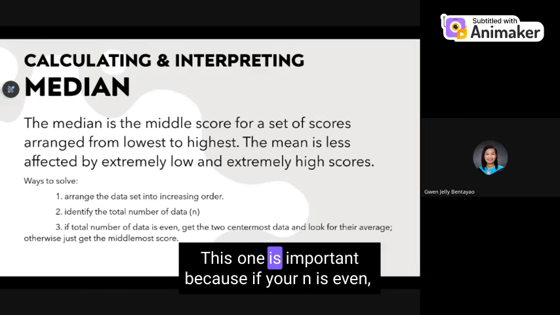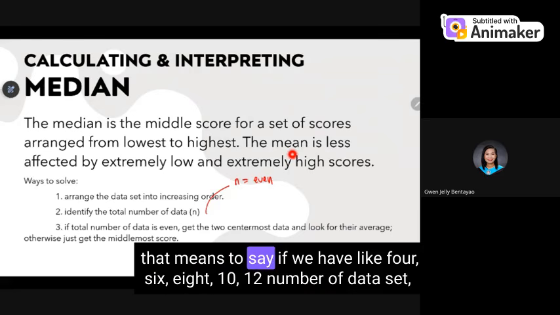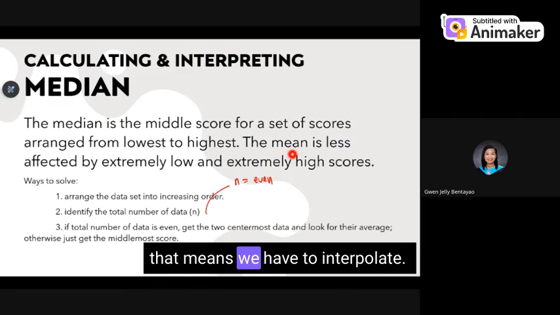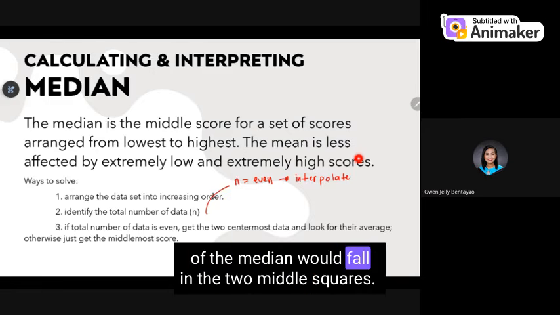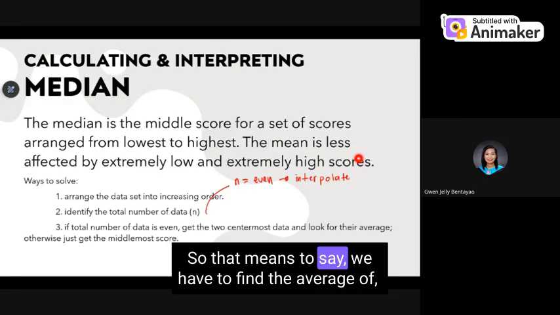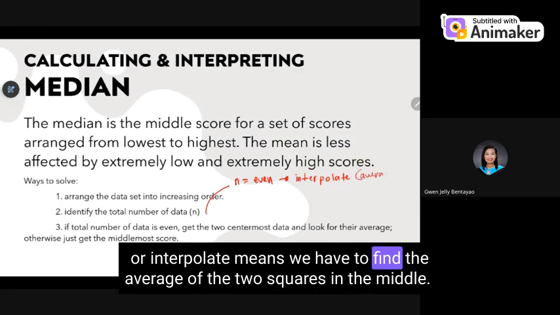This one is important because if your n is even, that is, if we have 4, 6, 8, 10, or 12 data, that means we have to interpolate, because the location of the median would fall in the two middle scores. So we have to find the average of the two scores in the middle.